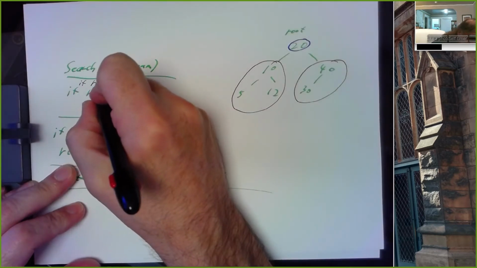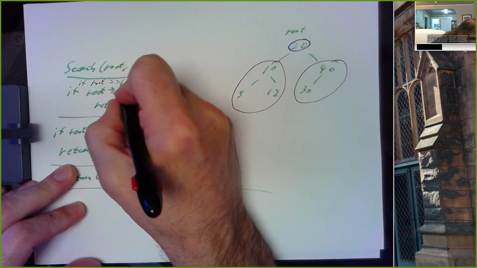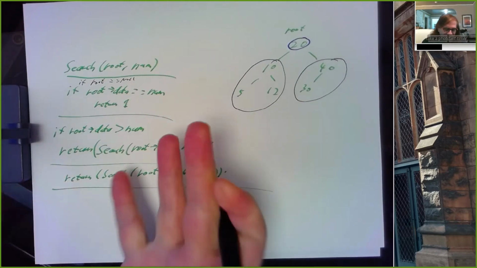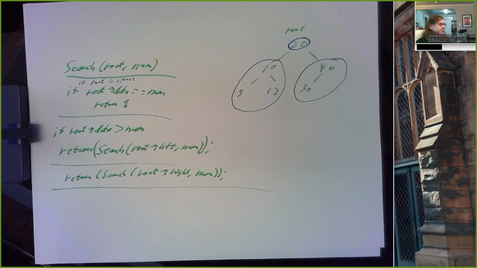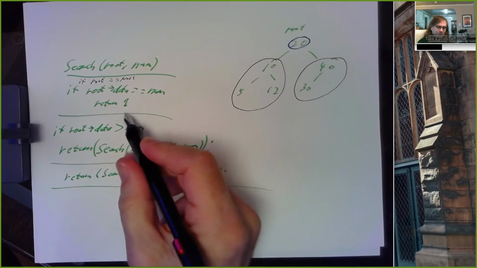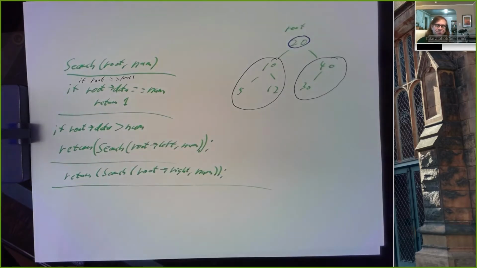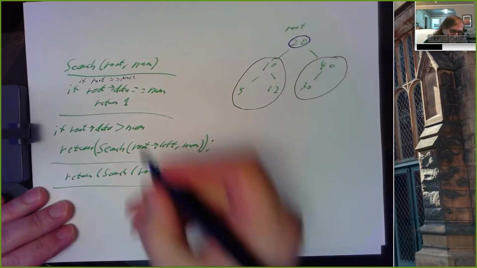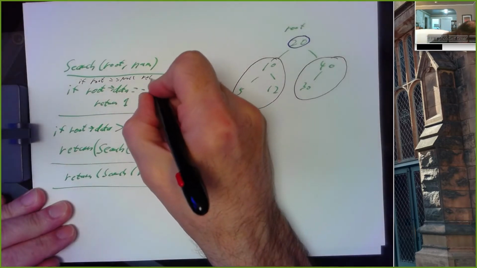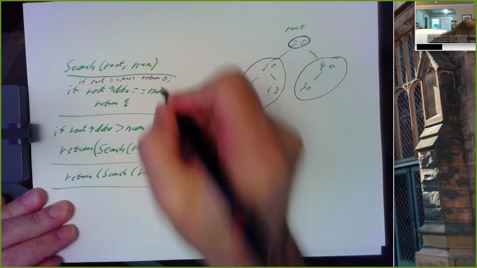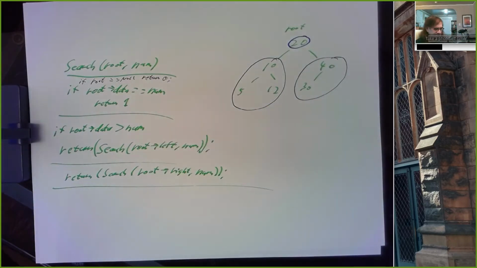So if root equals null, and you also notice there's nothing in here that ever returns a 0 yet. We can return a 1 if we match the root, but there's nothing to return a 0. That's your other hint that you're missing something. If root equals null, return 0. That's where it's not found.